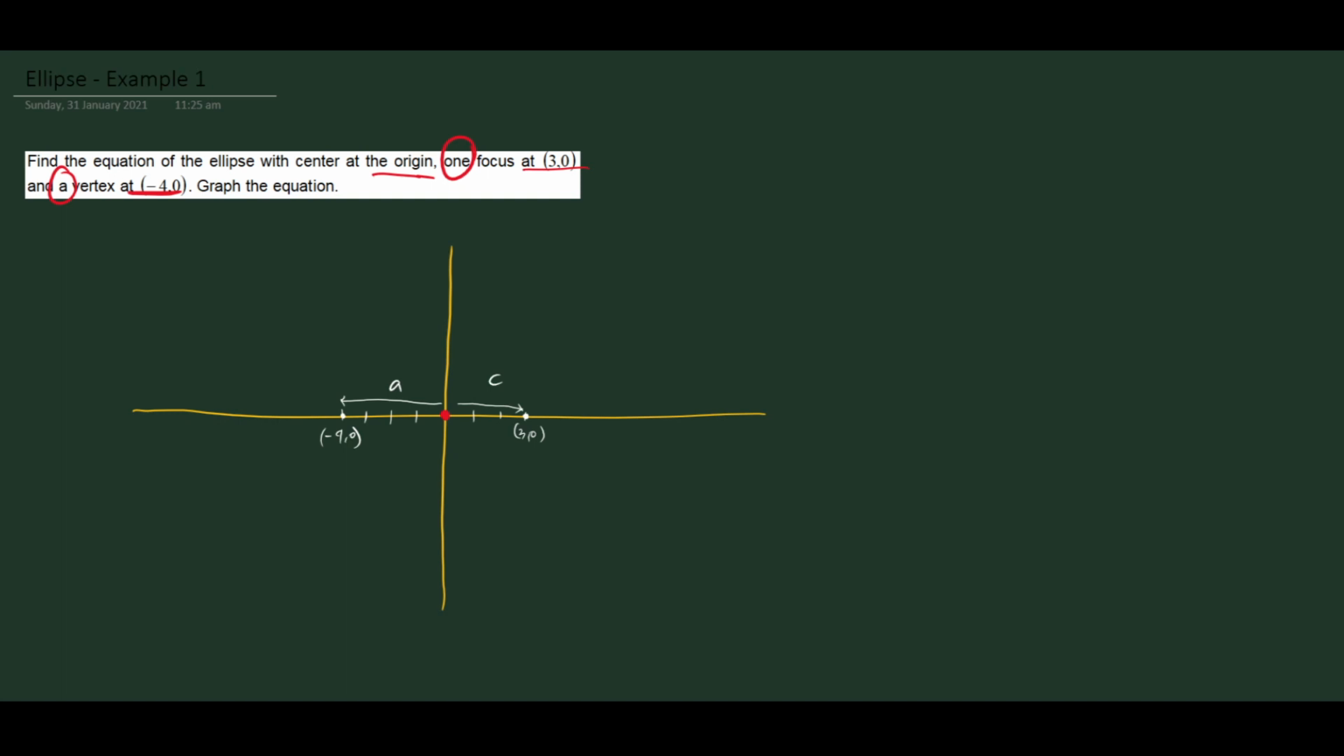Now we arrive at the Pythagorean relationship between a, b, and c. In order to find the equation, we already have a, so we need b. b is what we need. The relationship, as mentioned in the previous video, is a squared equals b squared plus c squared, right? So if we want to find b, b squared is equal to a squared minus c squared.